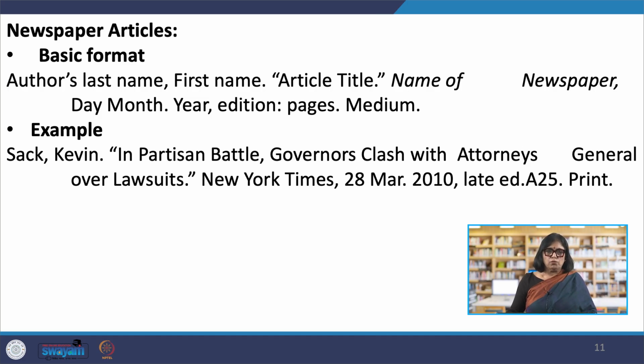San Francisco Chronicle, 25th April 2008. Reference list, basic format: author's last name, first name, article's title, name of newspaper, day, month, year, edition, page, medium. Now, an example of a works cited entry: Sack, Kevin, and in quotation marks you write the title, The New York Times, 28 March, date, late edition, and then print.